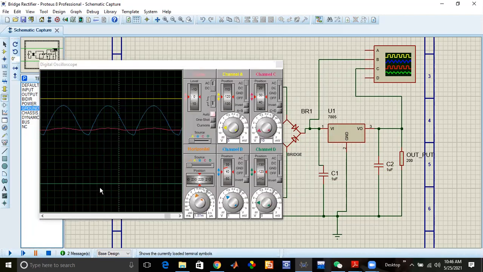So it means that if you increase the value of the capacitor, the filter operation will be good, and if we reduce the value of the capacitor, so the filter operation will be not good.